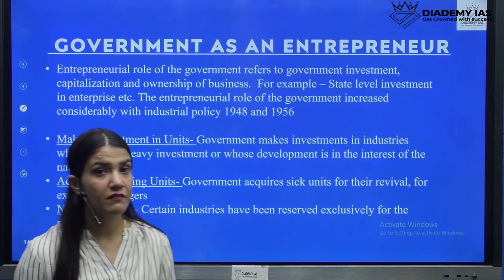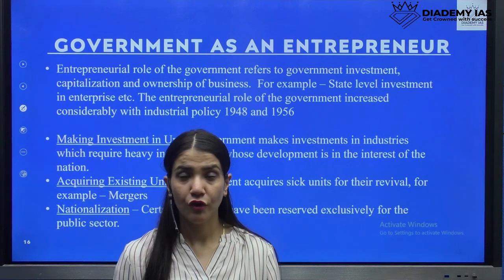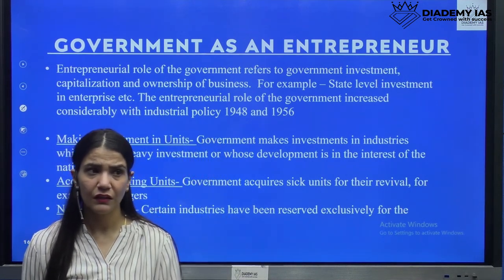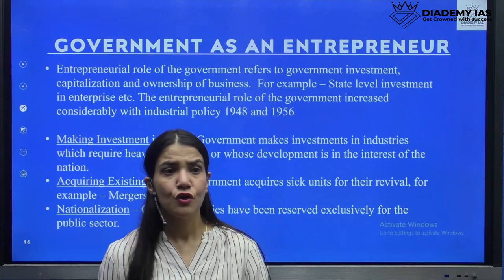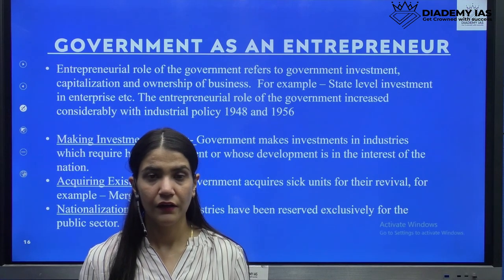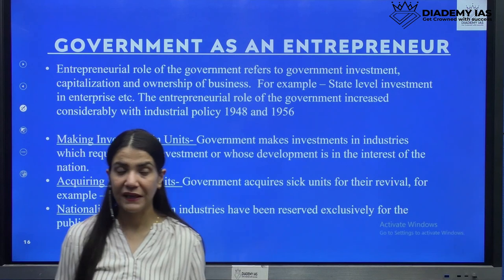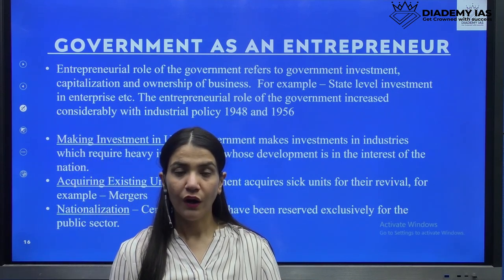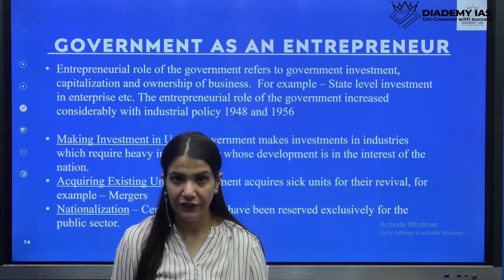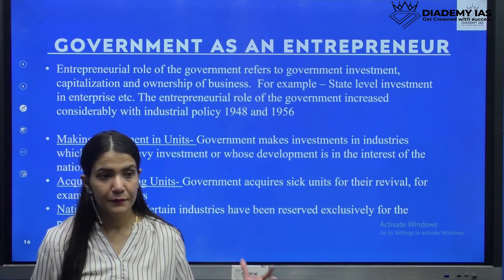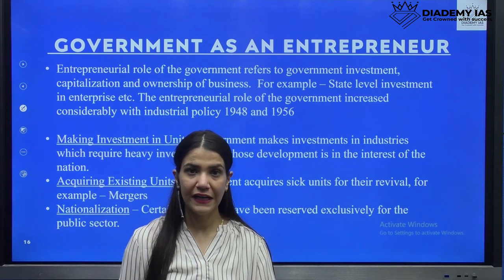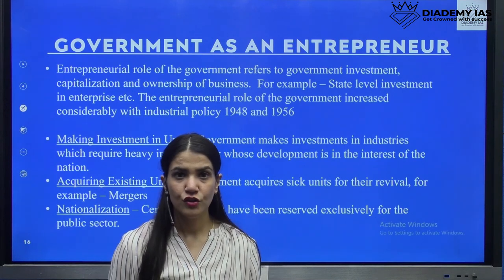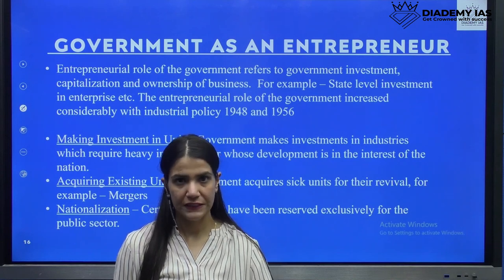There are mergers of several banks. Bank of Baroda has taken over two different banks. So this is how the government is playing a role of helping out or bringing those organizations which are suffering for some reason or other to a standard level, so that they don't get doomed and they can function smoothly, right?